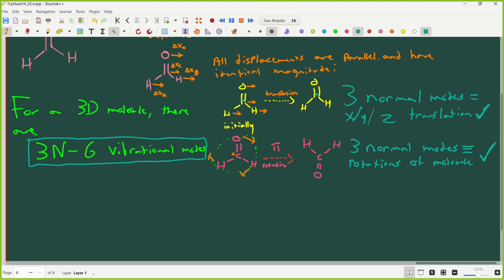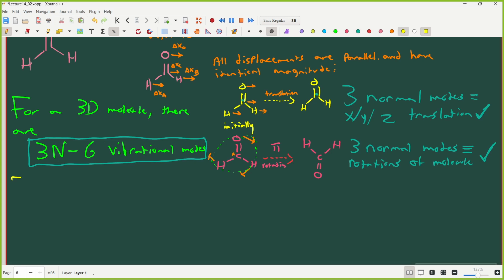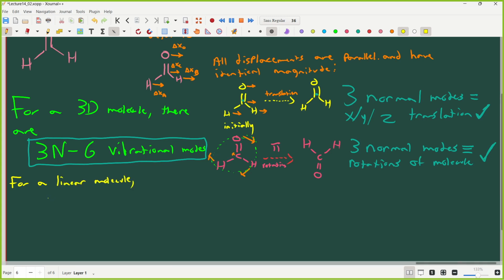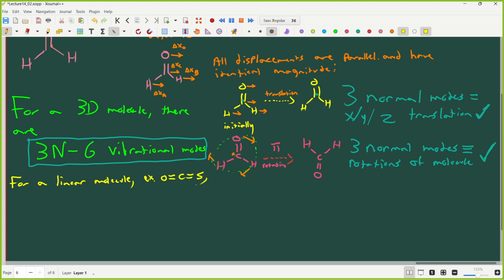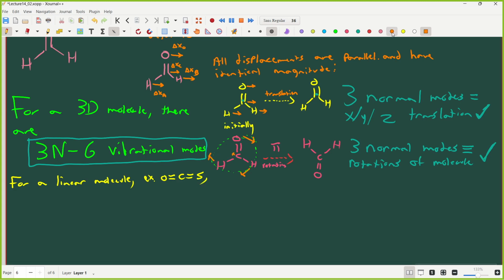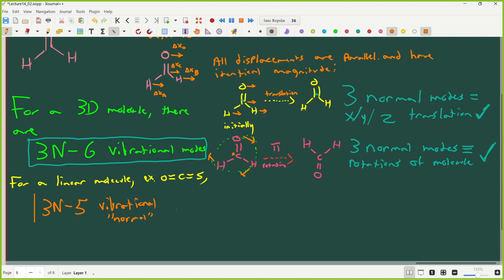Three n minus 6 of them. For a linear molecule, something like, for instance, my favorite molecule, OCS, carbonyl sulfide, it's a linear molecule. There are only 2 axes of rotation, and so therefore you have 3n minus 5 modes, or normal modes.